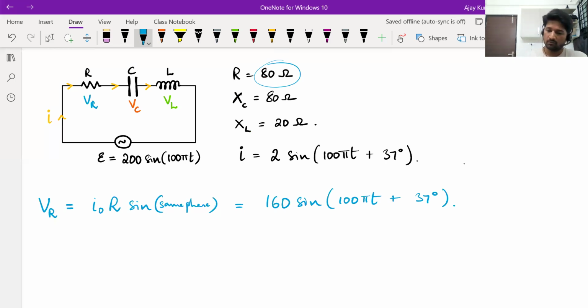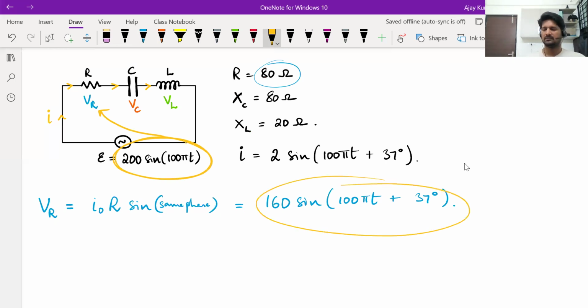I told you, whatever voltage you apply here, whatever is the source voltage, all of it won't go to the resistor. Only some part will appear across the resistor, and the part that appears across the resistor is this.